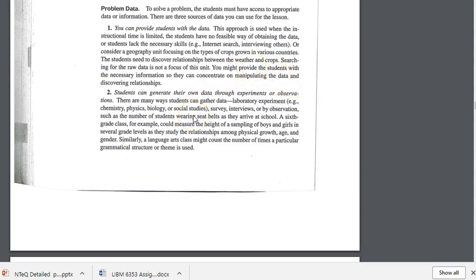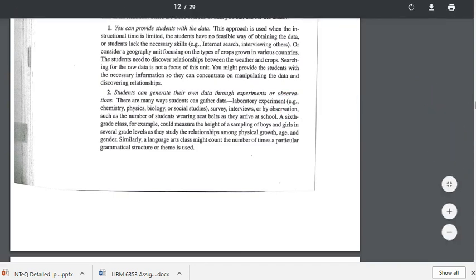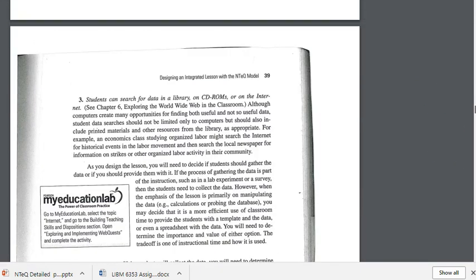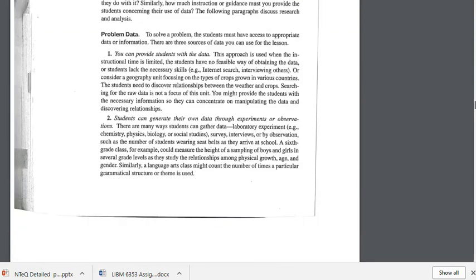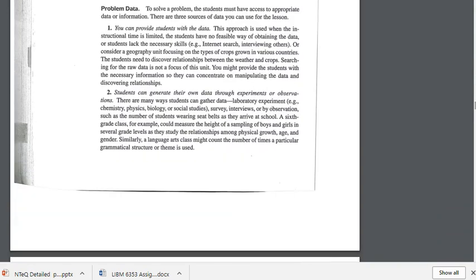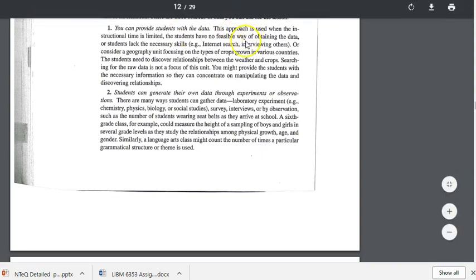Students can generate their own data through experiments or observations, or students can search for the data either in the library or in their own classroom if they have access to the internet and other print resources. For your younger students, providing them with the data might be the best option, because this approach is used when the instructional time is limited, or the students have no feasible way of obtaining the data, meaning you don't have the necessary tools and resources, or the students lack the necessary skills.